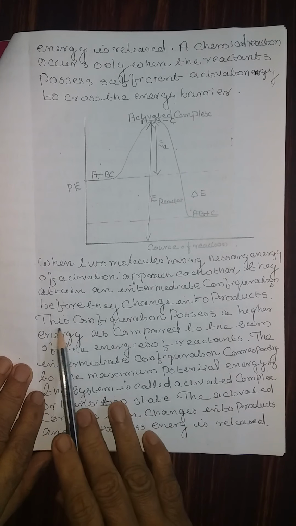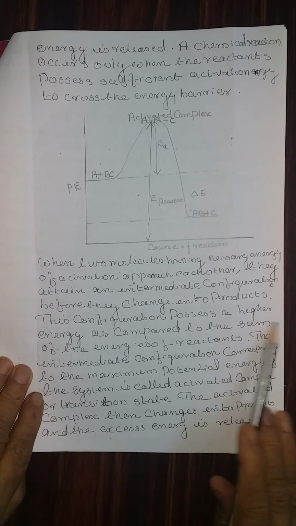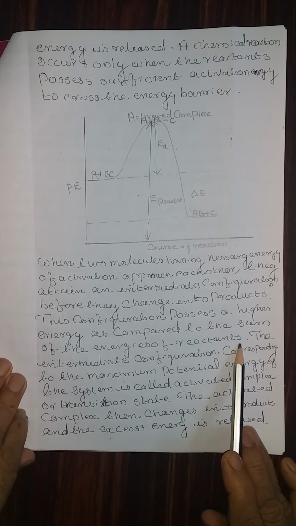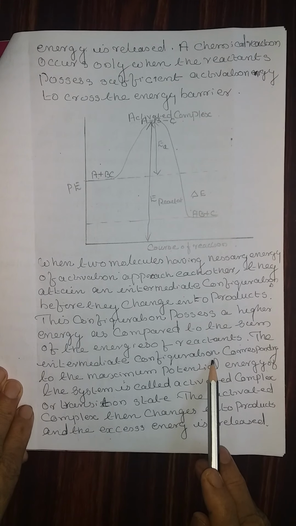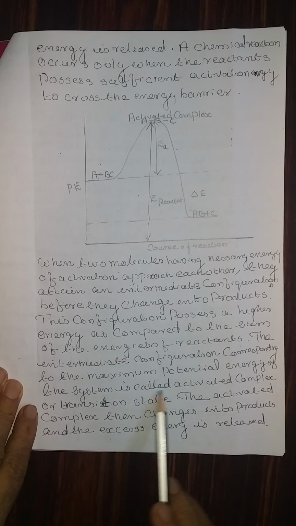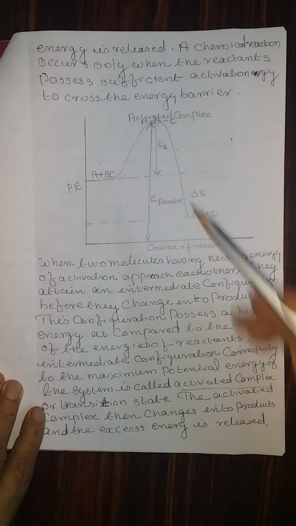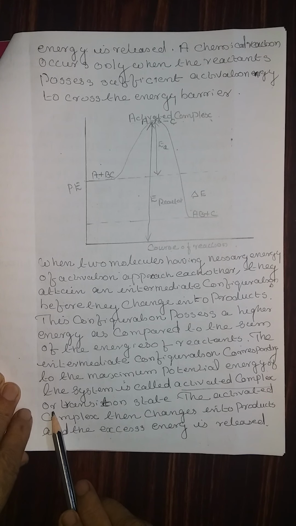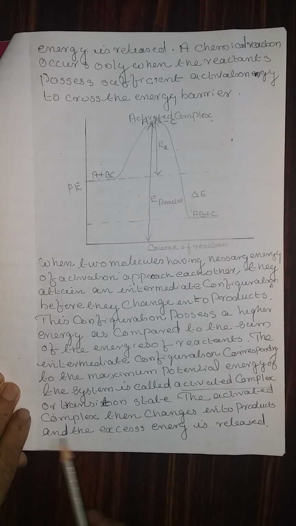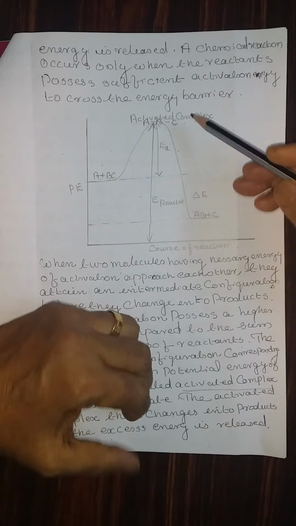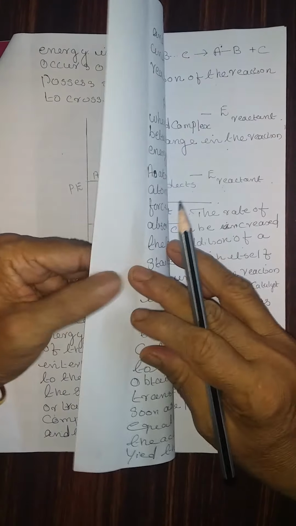Now, this configuration possesses higher energy as compared to the sum of the energies of the reactants. The intermediate configuration corresponding to the maximum potential energy of the system is called the activated complex. This is the activated complex or transition state. The activated complex then changes into product and the excess energy is released.